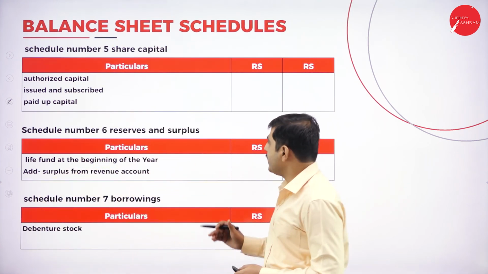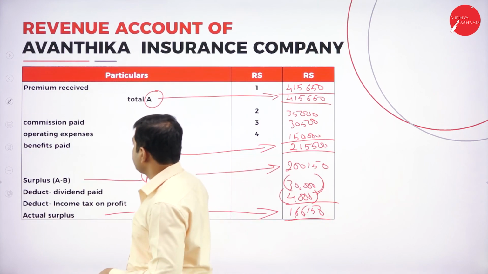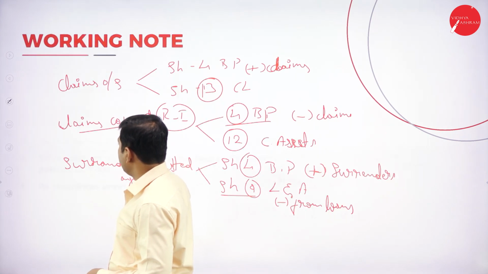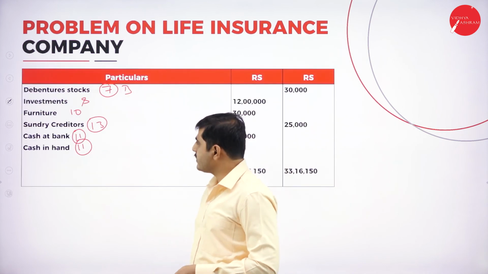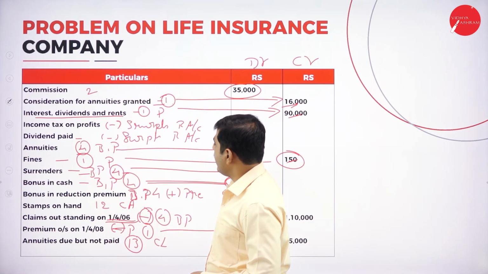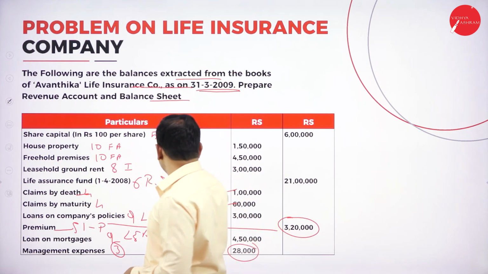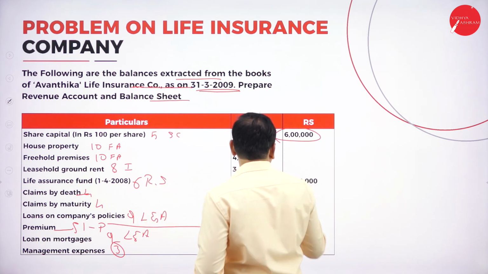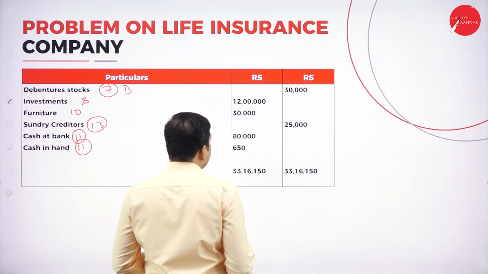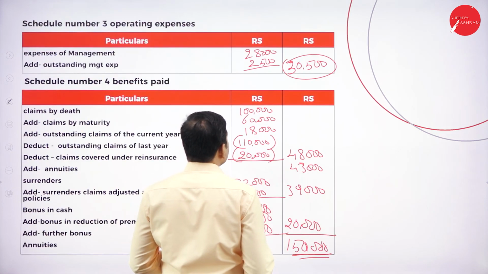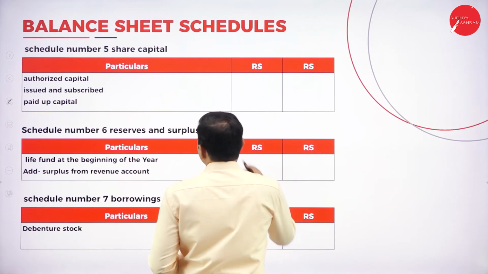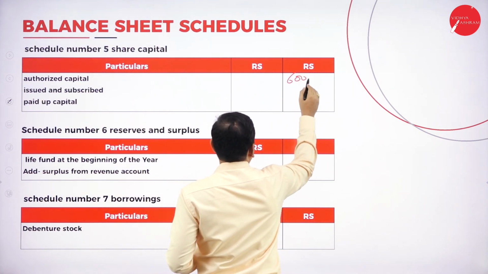Coming to the balance sheet schedules. So authorized capital. What is the share capital here? If they did not give the authorized capital, you just assume whatever share capital they have given is itself the authorized capital. So 6 lakh is the authorized capital also, and also 6 lakh here.